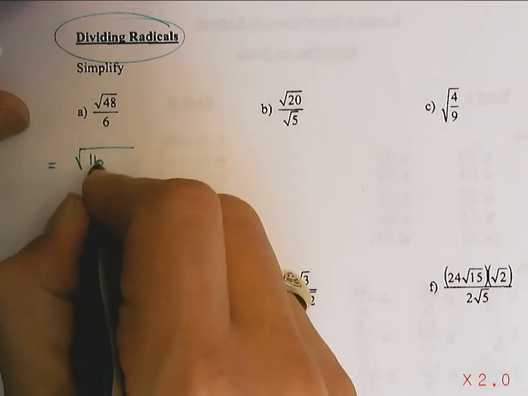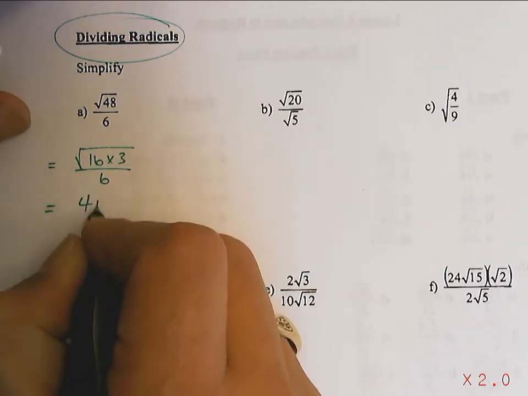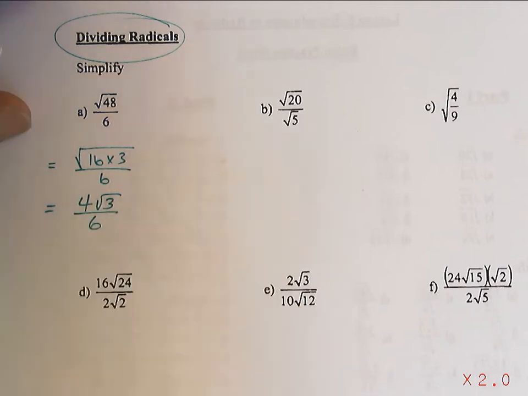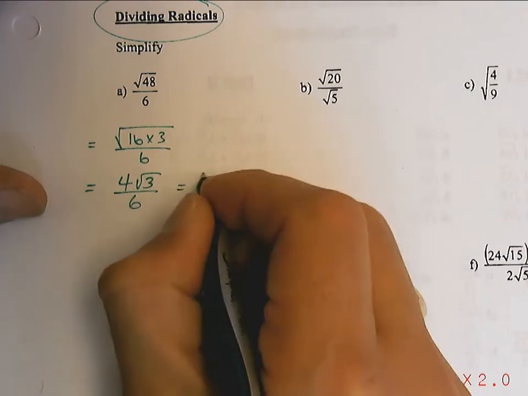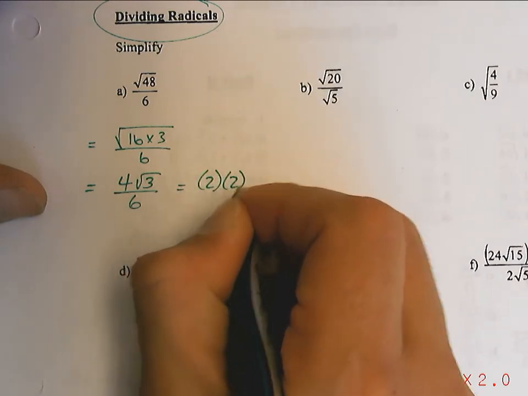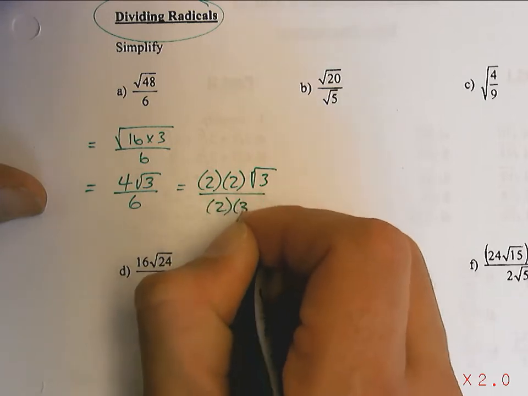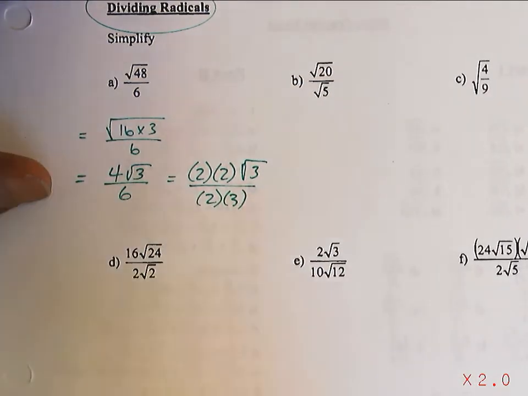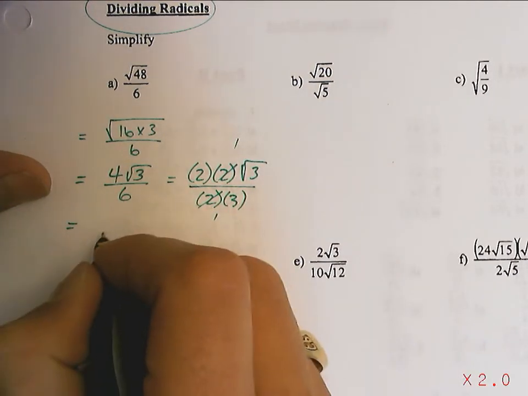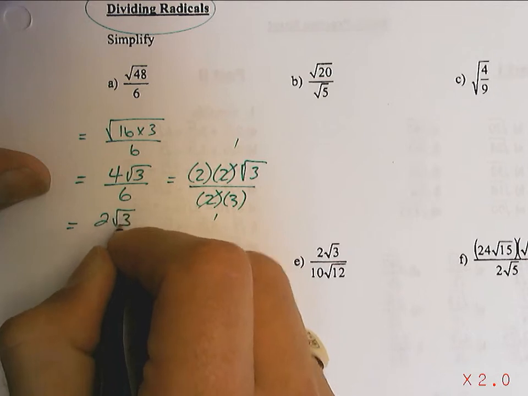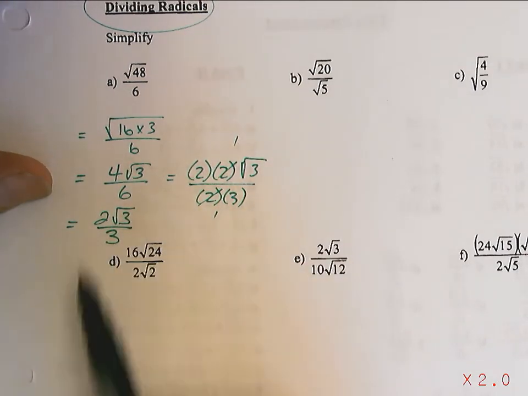So that's going to be the square root of 16 times 3 over top of 6. That's going to be 4 root 3 over top of 6. Now I want you to think about this for a minute before you do anything. That's the same as 2 times root 3 over top of 2 times 3. So think about it before you play Fruit Ninja. We can take those 2s out, and it's going to leave us with a final answer of 2 root 3 over 3.